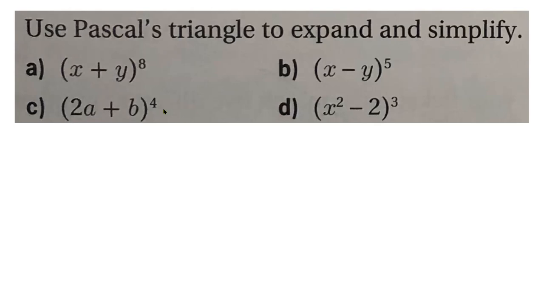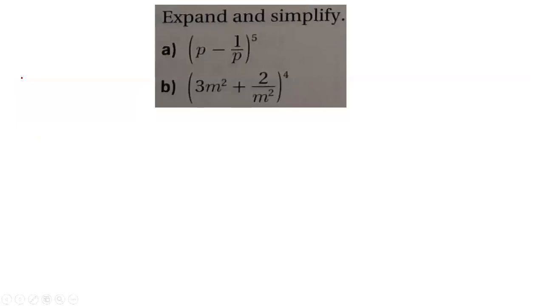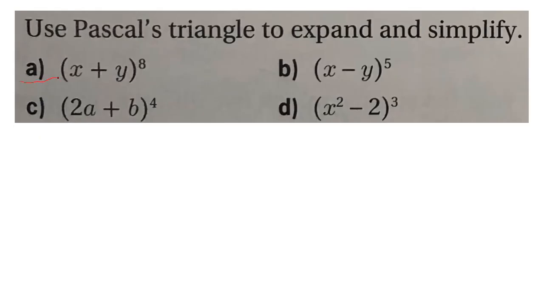Right, have you finished? Okay, let's try to solve them together, okay? Question A, I will not write question A because it's too long. I'll leave this to you, all right? Okay, let's start from question B. (x - y)^5, which is actually (x + (-y))^5, right?